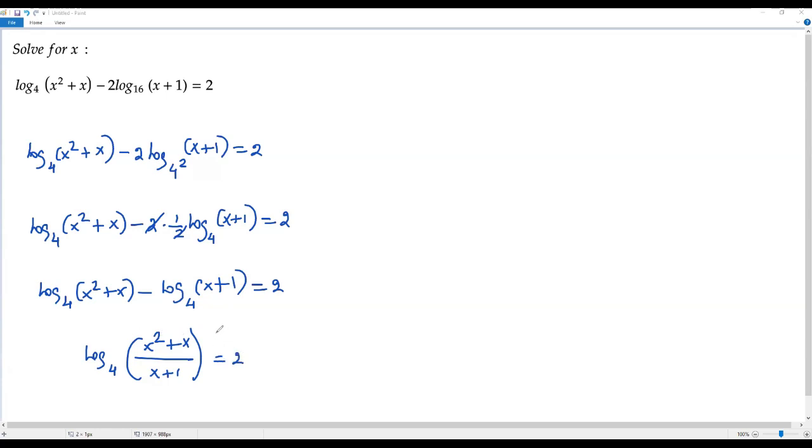Okay, now I'm going to convert this logarithmic equation to exponential form. When I want to convert a logarithmic equation to exponential form, I have to consider the part which contains the logarithm. Here we have the logarithm on the left side of this equation. Now I have to move this logarithm along with this base 4 to the right side of the equation. When I move it, I have to ignore the logarithm and consider only the base 4 on the right side. The value which already exists on the right side will become the exponent of this base 4. Then we get 4 square. Now on the left side we have x square plus x over x plus 1.